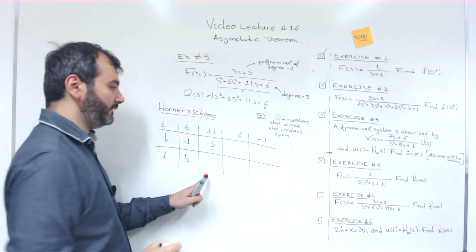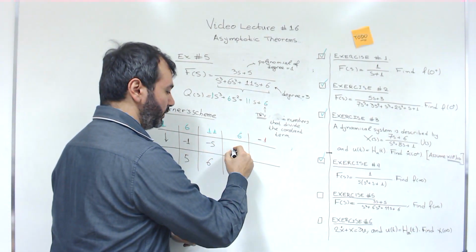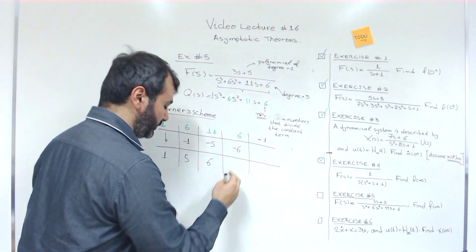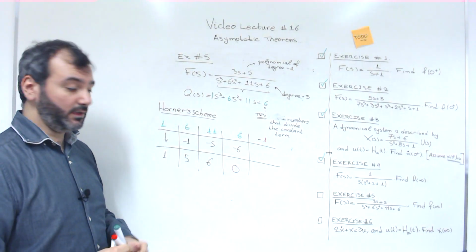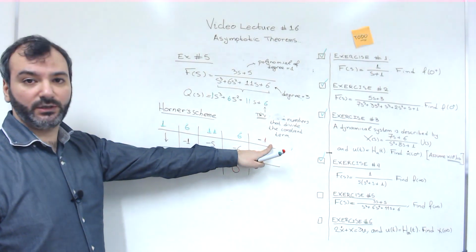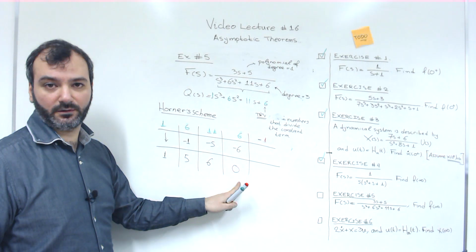11 minus 5 is 6. 6 multiplied by minus 1 is minus 6. 6 plus minus 6 is equal to 0. It must be 0. It must be 0 if the number you've put here is a root. If it is not 0, you've done something wrong.